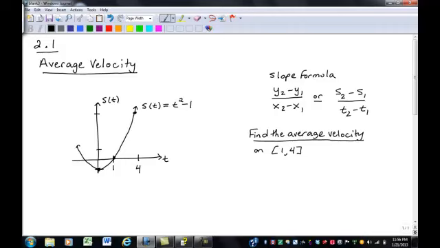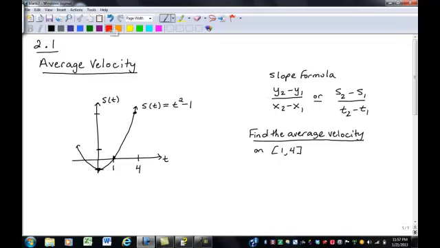So we're plugging into the slope formula, y2 minus y1 over x2 minus x1. But in this case the s is like the y and the t is like the x. So our slope formula has s sub 2 minus s sub 1 over t sub 2 minus t sub 1. They've given me the two t values. I know the first t is 1 and the second t is 4. So I can plug them into my function to figure out the s values, which are like the y values, and then I'll find the slope, which is the average velocity.